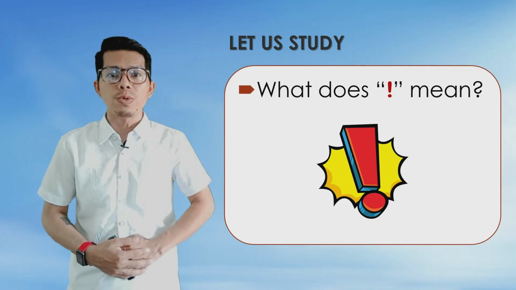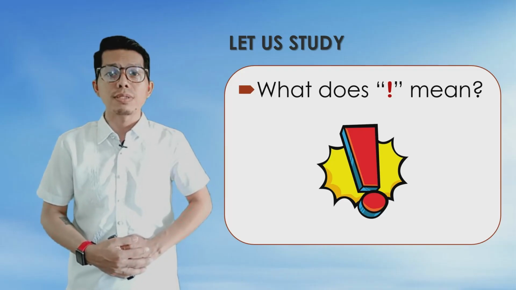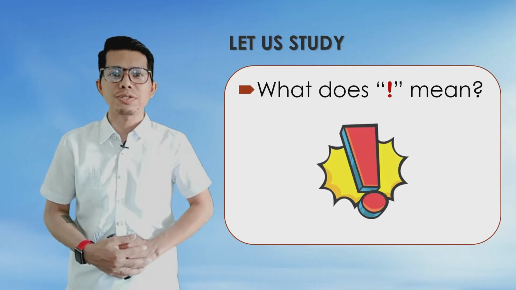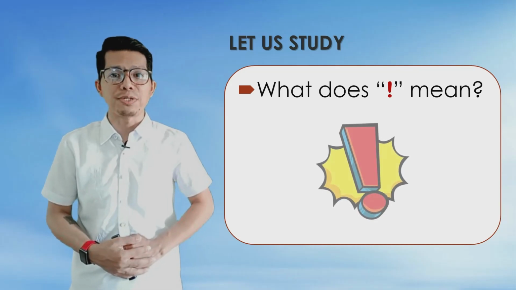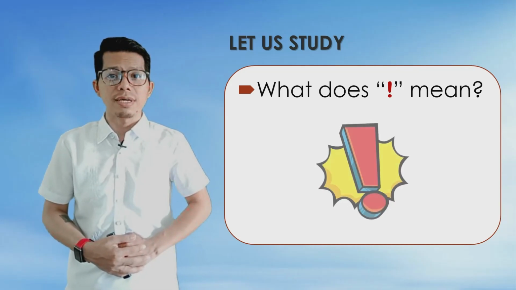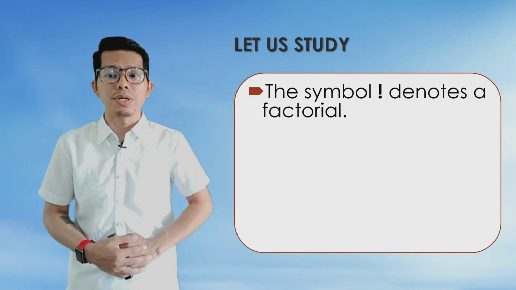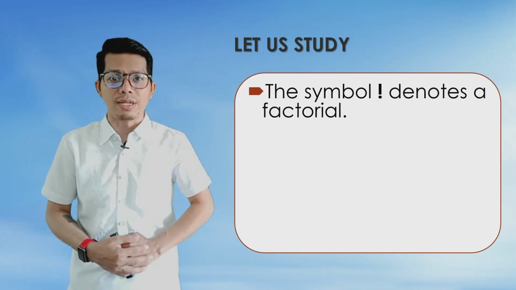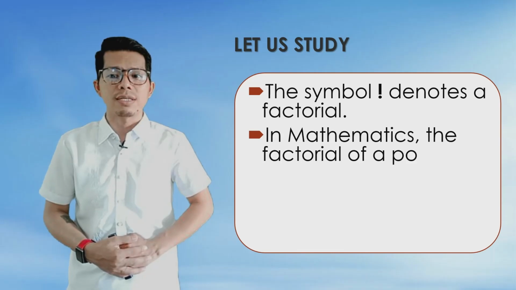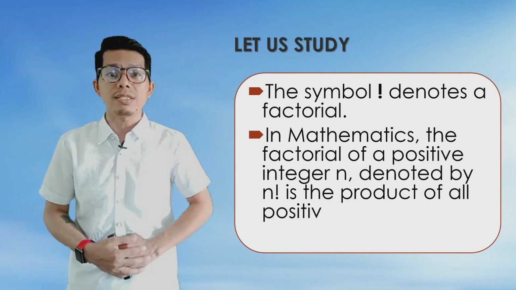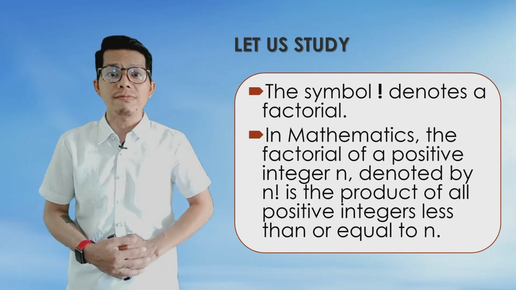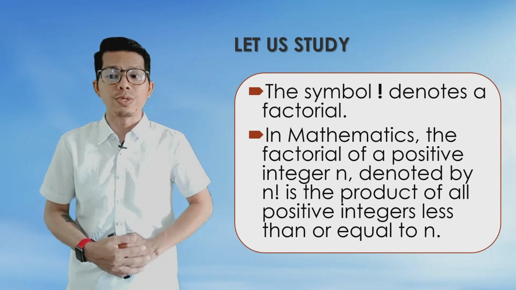But what does the given symbol mean? In English, we know that it is an exclamation point. But here, in our discussion, that is not an exclamation mark. That is a symbol that denotes a factorial. In mathematics, the factorial of a positive integer n, denoted by n factorial, is the product of all positive integers less than or equal to n.